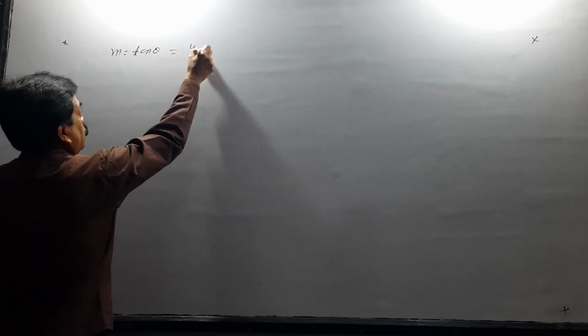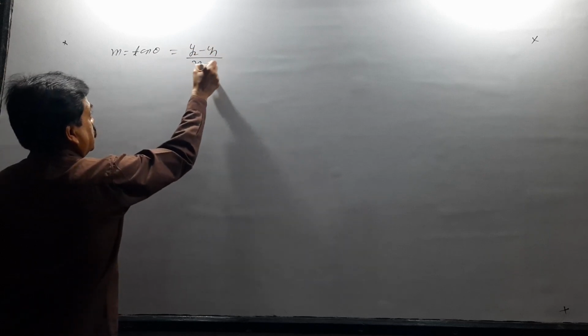Students, in this video, we will solve some problems related to slope of a straight line. Slope of a straight line, as we know, is obtained by tan theta, or by y2 minus y1 upon x2 minus x1.